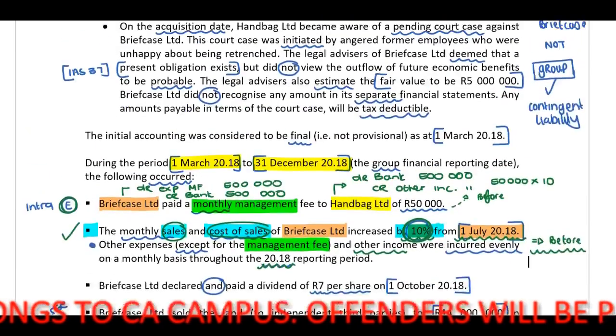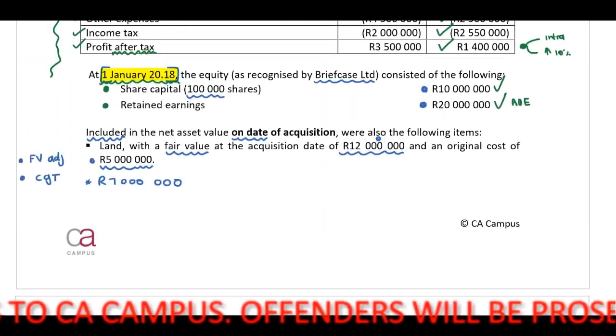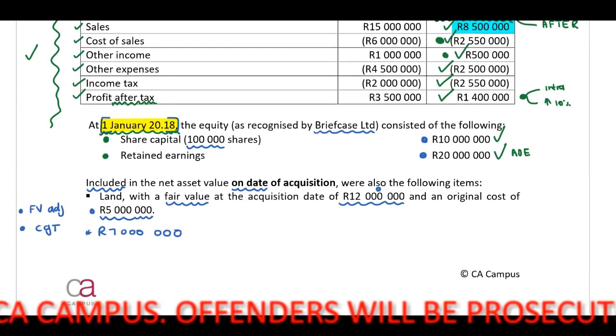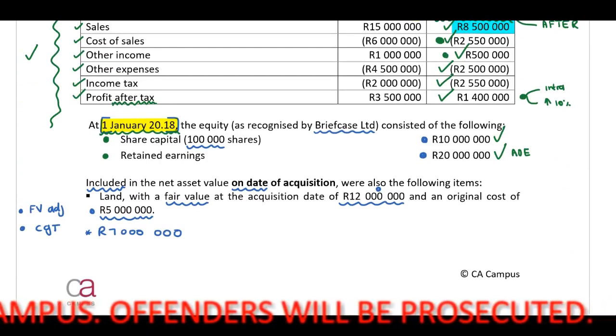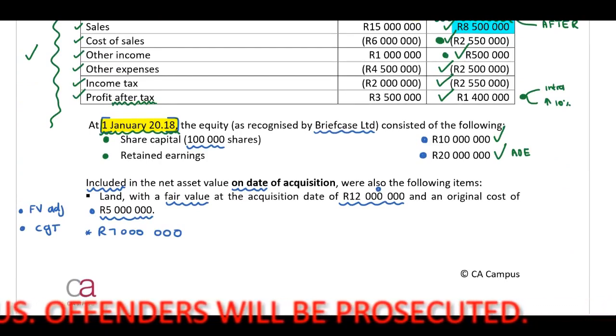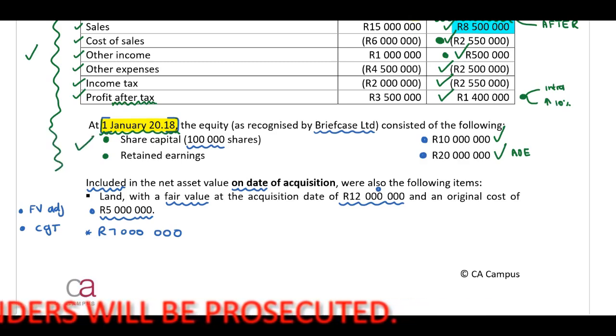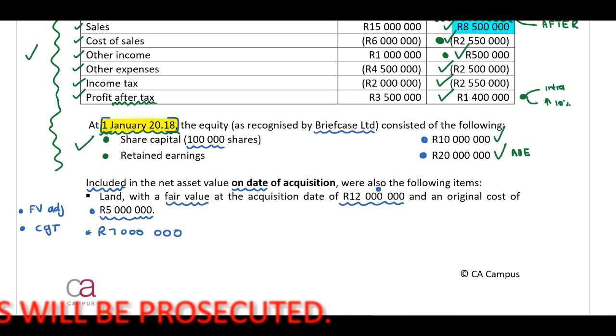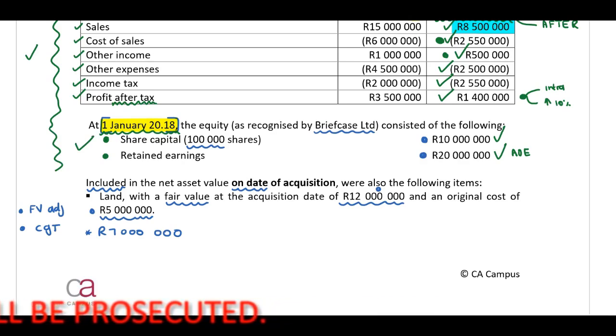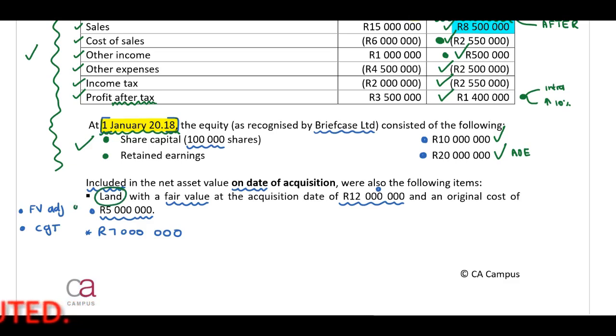Now we need to work through all of the information and complete our analysis of owner's equity. At 1 January 2018, guys, we have already transferred our at acquisition share capital and retained earnings. Next section, included in the net asset value on date of acquisition were also the following. We have land, and we have identified that there's a fair value adjustment of 7,000 that we need to include in our analysis of owner's equity.